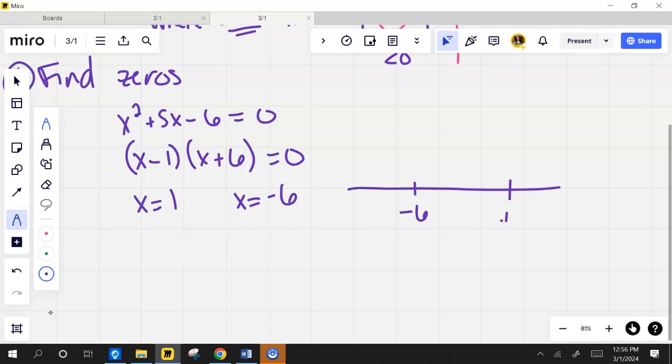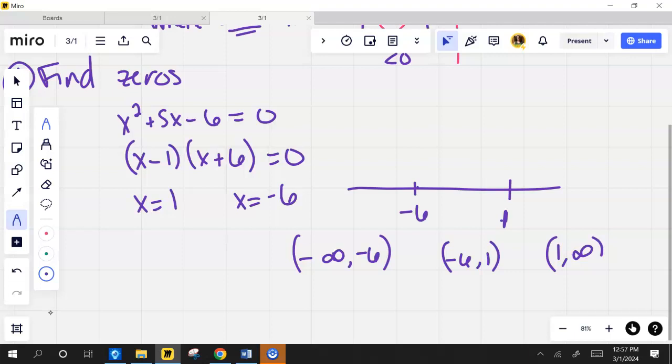Within that section, within that interval. So not all together. Less than -6 is all one sign. Negative infinity to -6 is either going to be all positive or all negative. -6 to 1 is either all positive or all negative, and 1 to infinity is either all positive or all negative. So all I have to do is pick one test point to see what's going on.